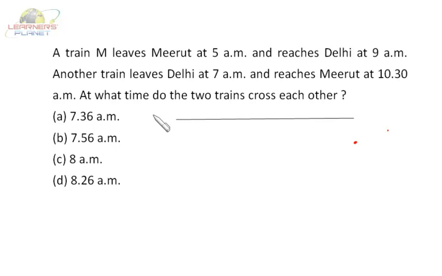Friends, it seems that the data is insufficient in this particular question, since only starting and ending time is given. But since none of the options says the answer can't be determined, definitely there is a solution to the problem. So let's try. Now suppose it is Meerut and it is Delhi, and let's say the distance between the two is x kilometers.